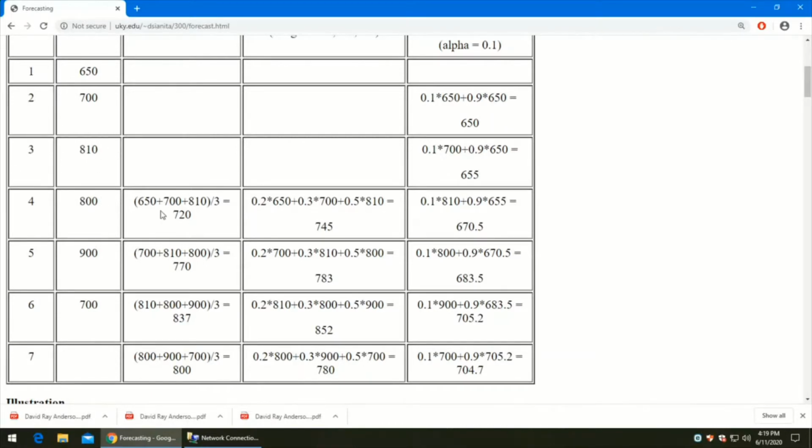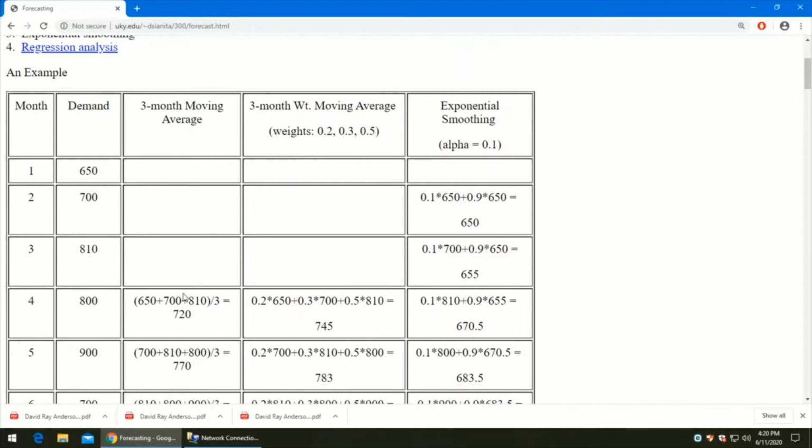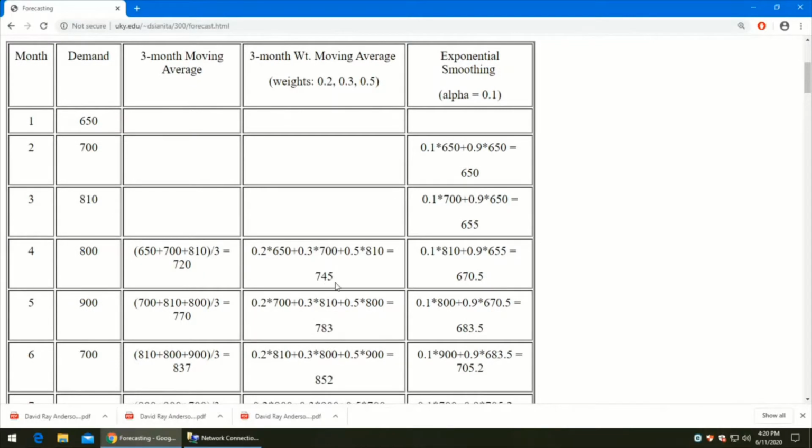So let's say we have 650, 700, 800, 810. We have 650 with 20%, 700 by 0.3, and 810 by 0.5. Then you don't divide it by anything because you already have this divided. So this is 745. Next we have 700 by 20%, 810 by 30%, and 800 by 50%. So now in this case, it is 783.